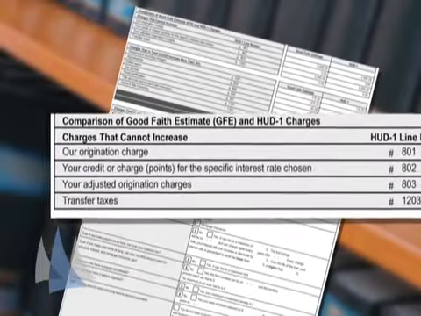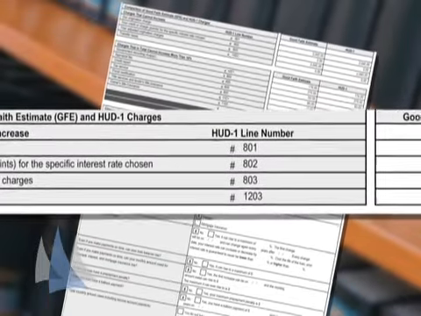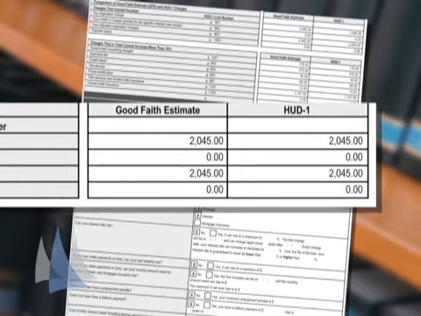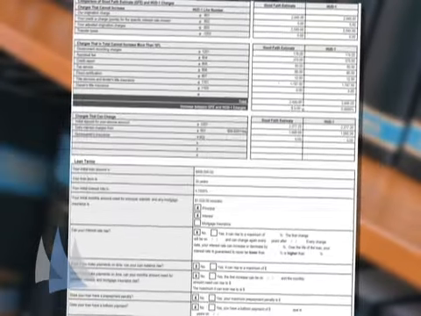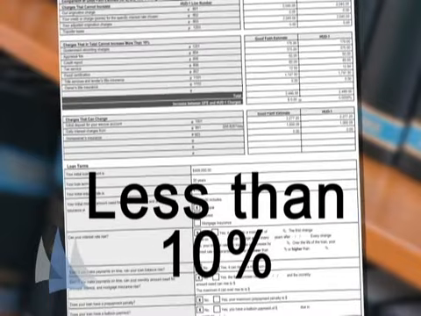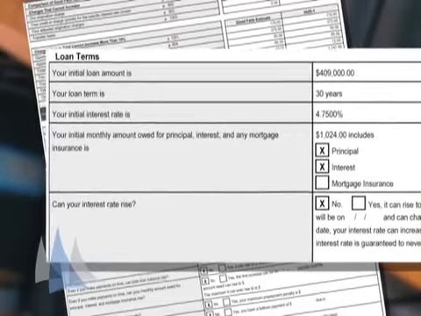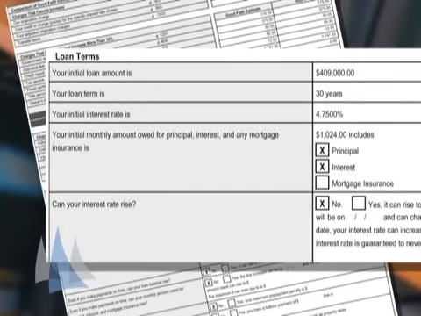The top section of page 3 of the HUD is a breakdown comparison of your good faith estimate and your actual costs. Typically, the difference between your good faith estimate and your actual costs will be less than 10%. The second section of page 3 is a simple breakdown of your loan terms.